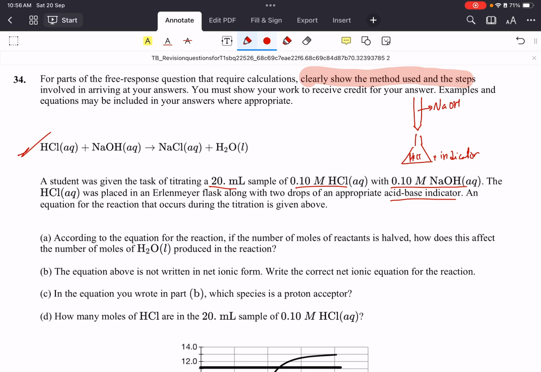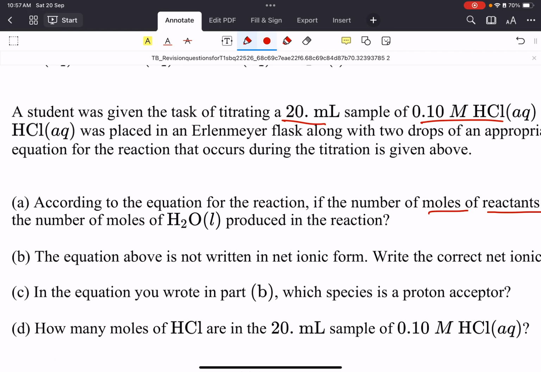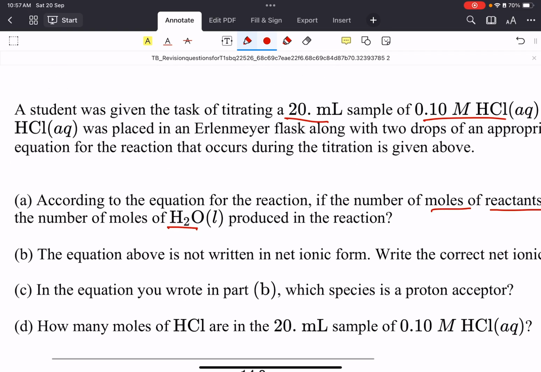According to the equation for the reaction, if the number of moles of reactant is halved, so if I started with a smaller quantity of HCl, how does this affect the number of moles produced in the reaction? This is a simple question. If I started with less HCl, I'm going to need less NaOH, and I'm going to get less NaCl and less H2O. So if it's halved, then definitely the moles of H2O produced will be halved.